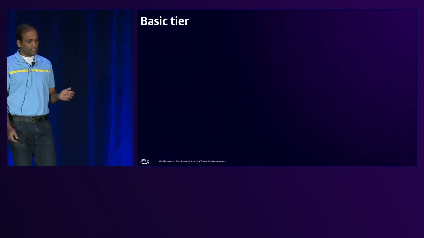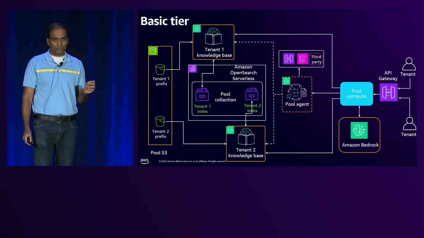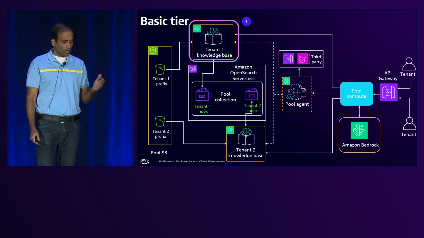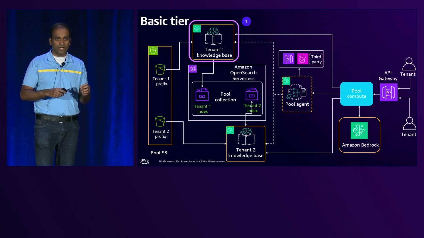So let's start off with the basic tier. You have seen this basic tier architecture. The area in this architecture where you need to implement tenant isolation is the knowledge base. We are creating a knowledge base for each of your tenants, and then we need to make sure this knowledge base is only pulling the data from the tenant-specific prefix and pushing and pulling the data from the tenant-specific index in the shared pool collection.